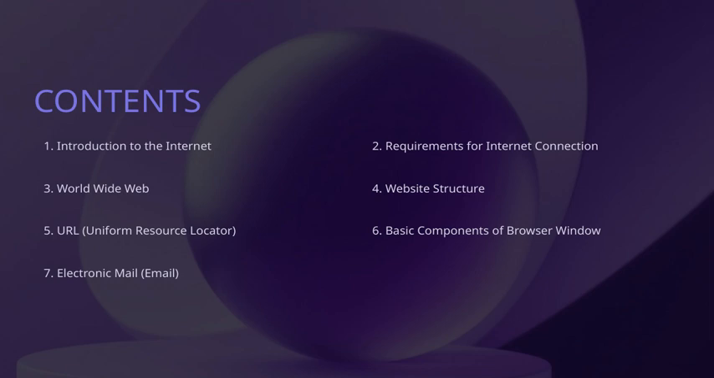Depending on your usage, you might choose different types of internet connections, such as broadband, fiber optic, or wireless options like Wi-Fi or mobile data. Having a stable and reliable connection is essential because it impacts how smoothly you can browse websites, send emails, or stream content. It's the foundation that supports everything we'll explore in this presentation, from the World Wide Web to email and beyond. Understanding these requirements helps us appreciate how the Internet is accessible to us and the importance of choosing the right connection for our needs.